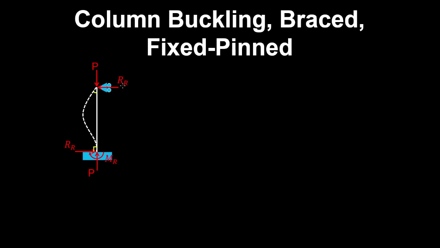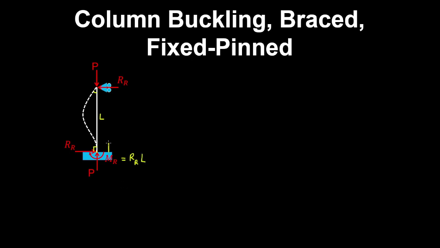And it thereby develops a reaction at the roller, and you'll have an equal and opposite reaction at the fixed support and a vertical reaction to resist the compression load, and also a moment reaction to restrain the column from rotating at the fixed joint. So if the column has a length L, then taking moments about the fixed support, the moment reaction is the reaction at the roller by the length of the column.